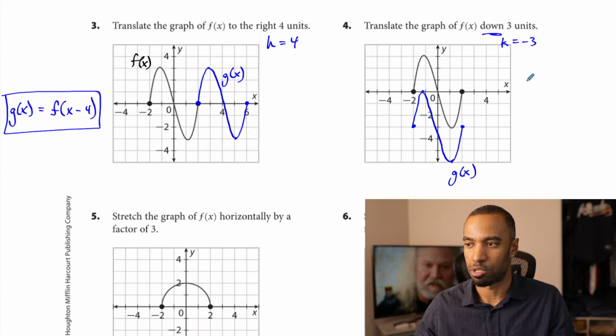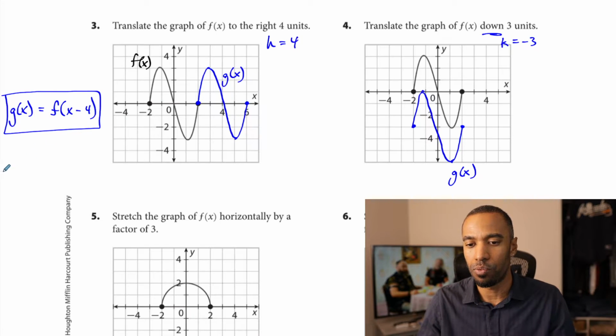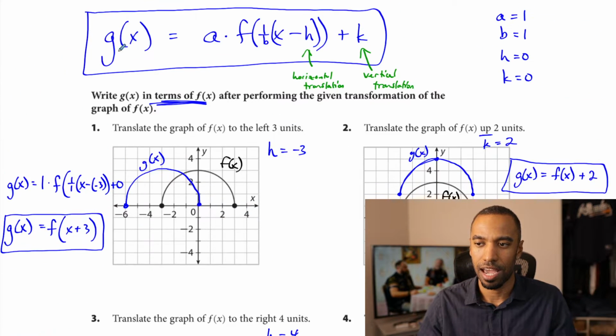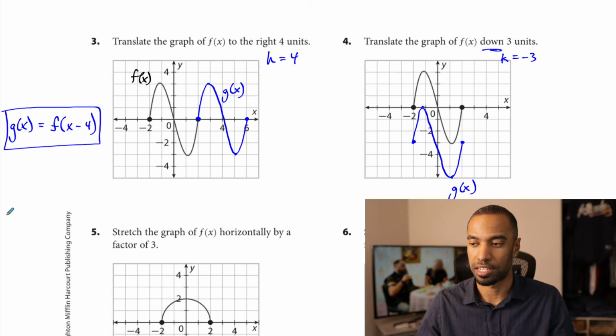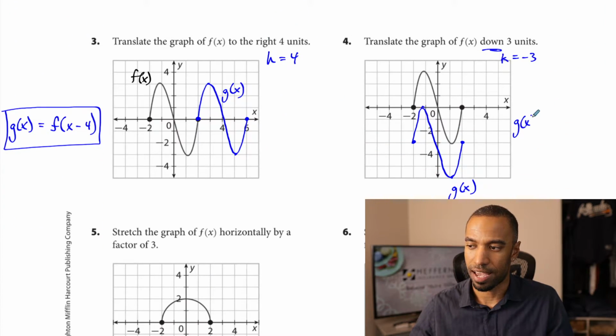But what is the equation? That's the part we do not know. Negative 3, we are going to be adding k at the end after the f of x bit. We're adding a negative 3. That means we are subtracting 3. So this is going to say g of x equals f of x minus 3.